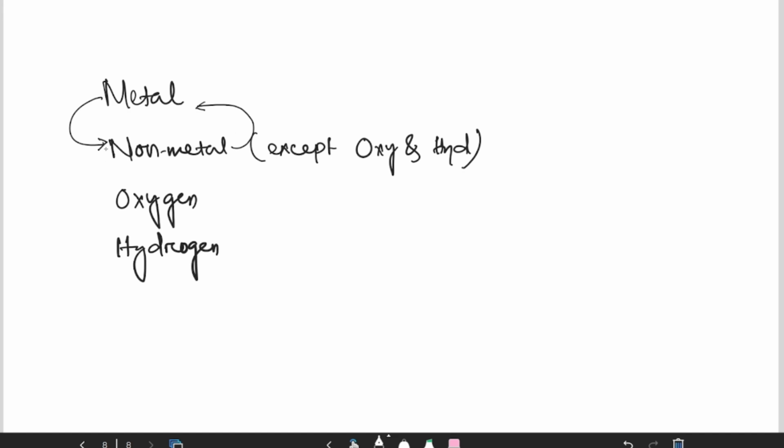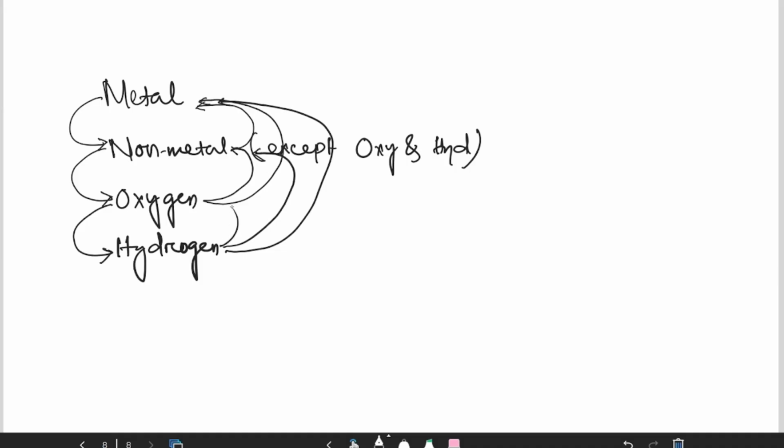If there is no change, then you have to get to oxygen. Then again a similar process: if there is some change in oxygen, you have to go back to the metal first to see whether there is any change in the metal or not, then go back to the non-metals. If there is no change, then you have to get to hydrogen. Similarly, if there is any change in hydrogen, you have to go back to the metal, then non-metals, then oxygen, okay. So these are the steps you should follow to get better at balancing equations, okay. Now let me write a few equations.